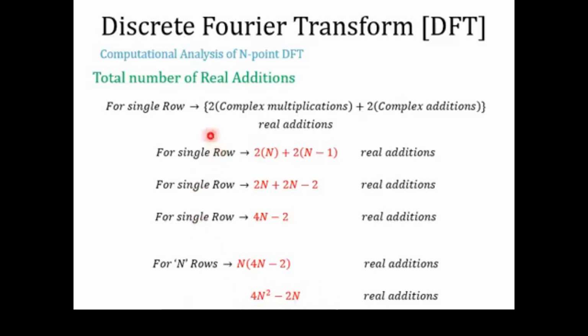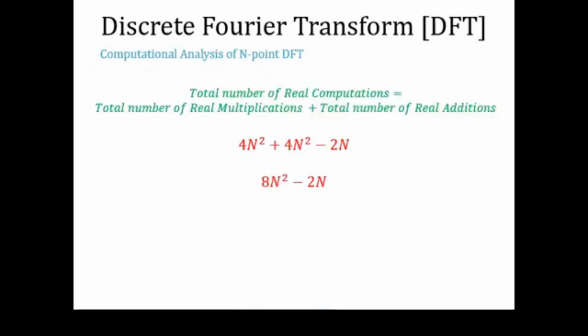So whenever we will perform n-point DFT, 4n square minus 2n real additions will be performed. And the total number of real computations will be the summation of real multiplications and real additions. So real multiplications are 4n square, while the number of real additions are 4n square minus 2n. And finally we will get 8n square minus 2n real computations. So in n-point DFT, our computer has to perform 8n square minus 2n real computations.